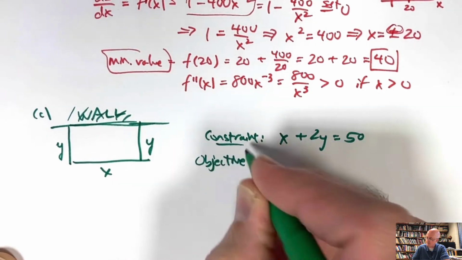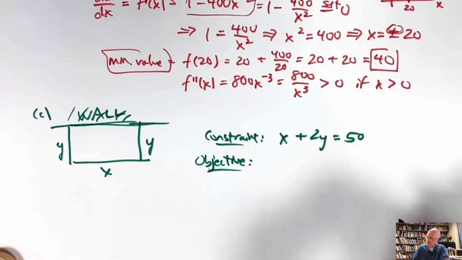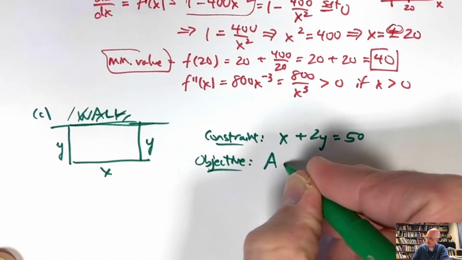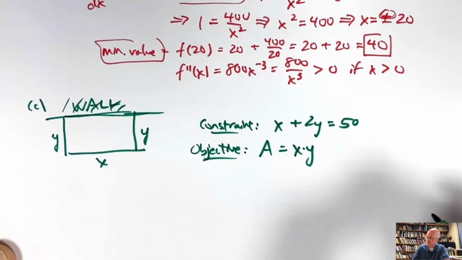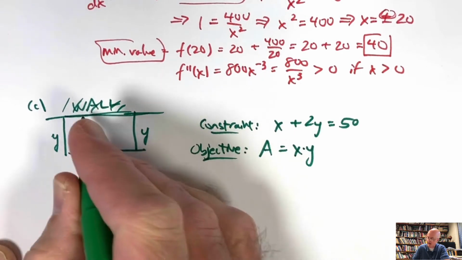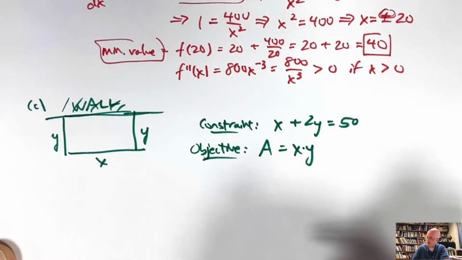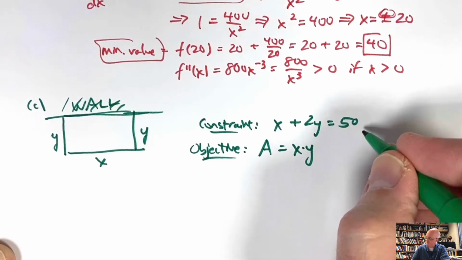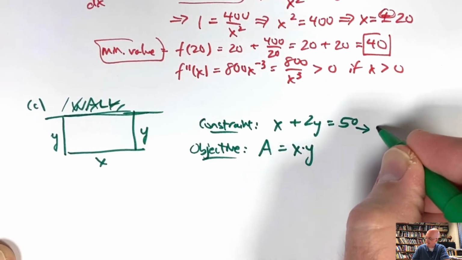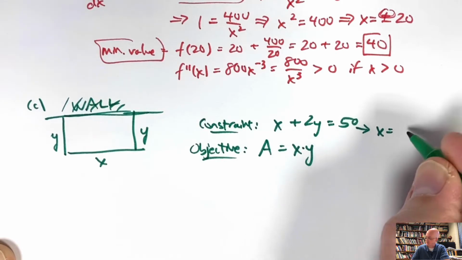And our objective is to maximize the area. What's the largest area you can enclose? Area is x times y. That's still the same area. You don't have to have fencing along the top for the area to still be x times y. Okay? Maybe for a little variety, let's go ahead and solve this for x as a function of y instead of y as a function of x.